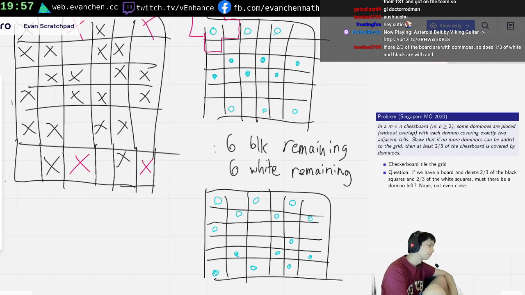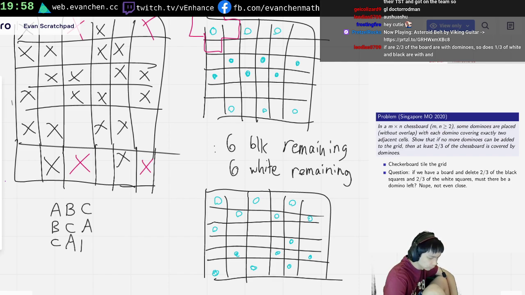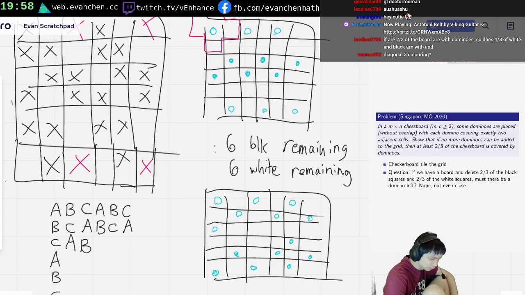Ugh. Oh, this is tough. So what does the 3 coloring look like? The 3 coloring looks like... Let's make a few copies of this. Yeah, actually this 3 coloring just seems better. Diagonal, yeah.